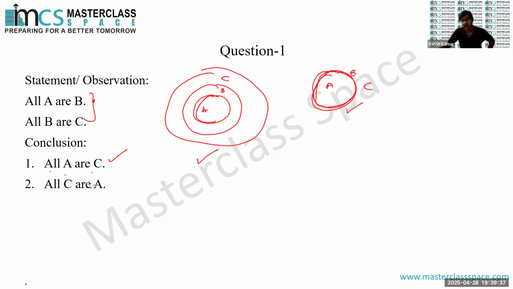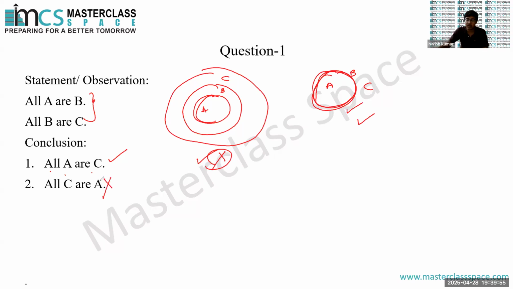Now, all C are A. In the second case, I can say that, right? In the second case, because C and A are coincident, all C are A. But in the first case, I cannot say that, right? All C are not A. So this is not true. So even if it is not true in one of the possible diagrams, it is not true.